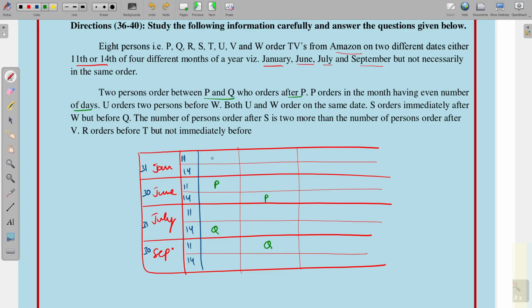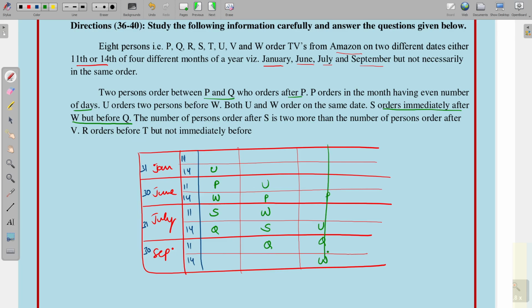What are the possibilities? Suppose U is placed here. U orders 2 persons before W. So suppose U here and W is placed here. Coming to the second one, U is placed here, W is placed here. Coming to the third possibility, suppose U orders on 14th, W orders on 14th. S orders immediately after W but before Q. So here S is ordered immediately after W before Q. Next, we don't have any place to fix W.